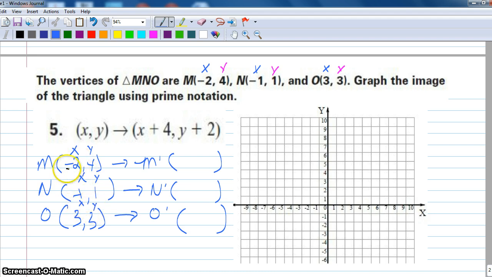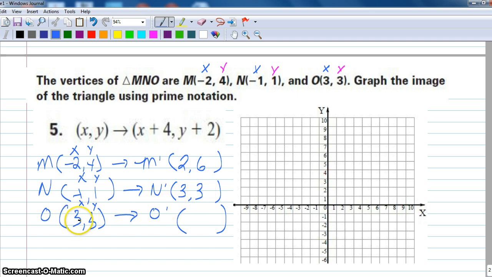Right, so here's my x. Negative 2, I'm going to add 4. Negative 2 plus 4 is 2. Here's my y, which is 4. The y says to add 2, so 4 plus 2 is 6. Over here is negative 1. Negative 1, we're going to add 4, becomes 3. Here's my 1, that's a y, it says to add 2, becomes 3.